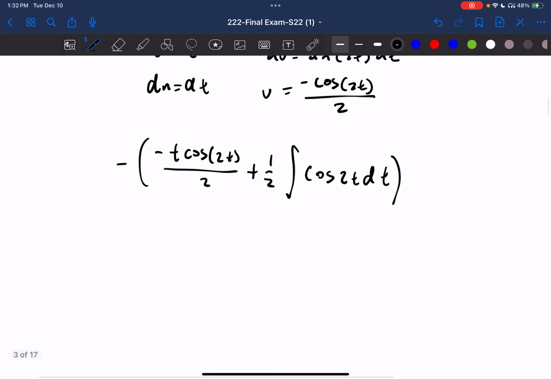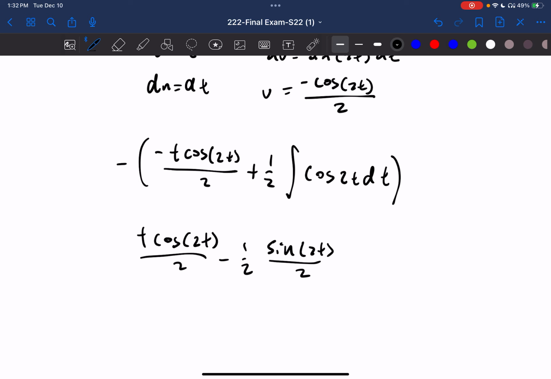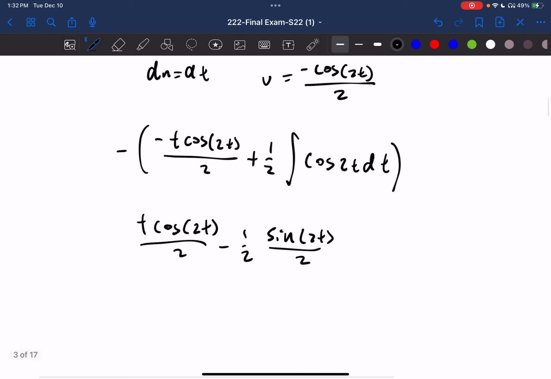Distributing this negative, we will get t cosine 2t divided by 2 minus, distributing this negative, we can't forget that, minus a 1/2 times the integral of cosine 2t, which we said earlier will be sine 2t divided by 2. And we will be evaluating this from 0 to 2 pi.